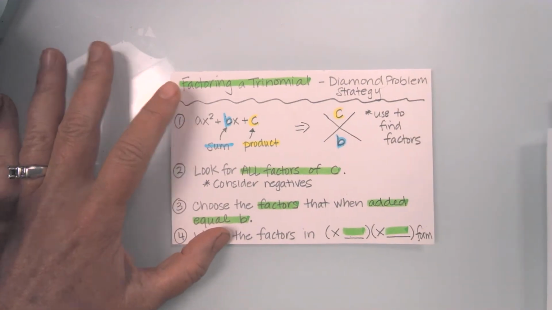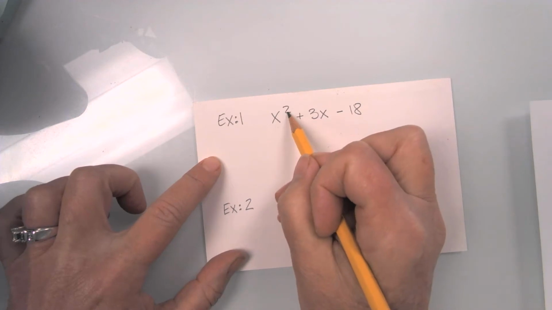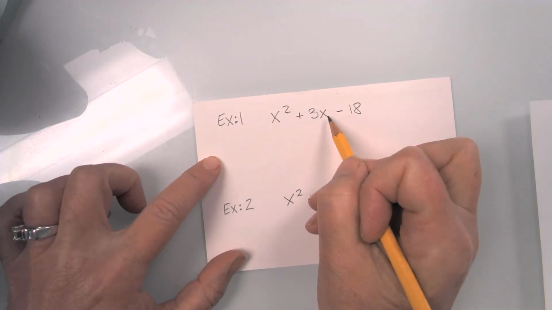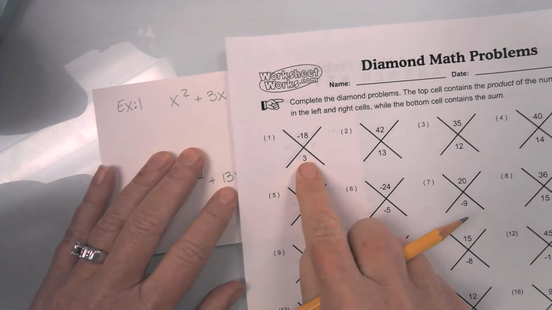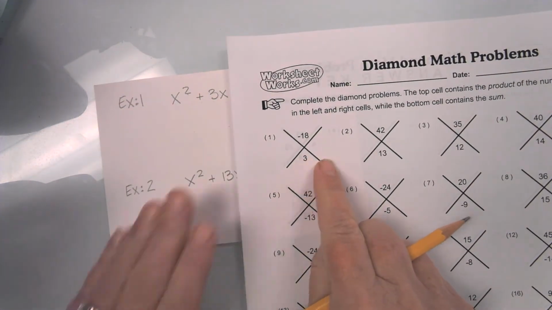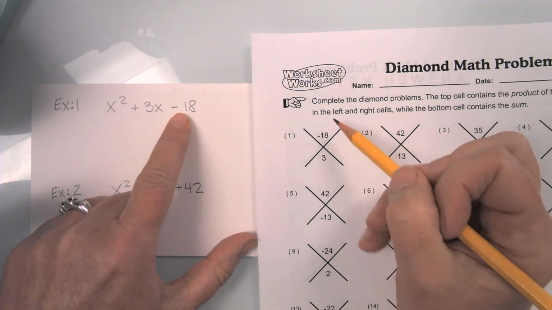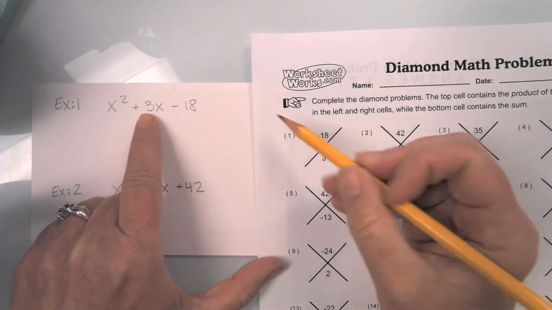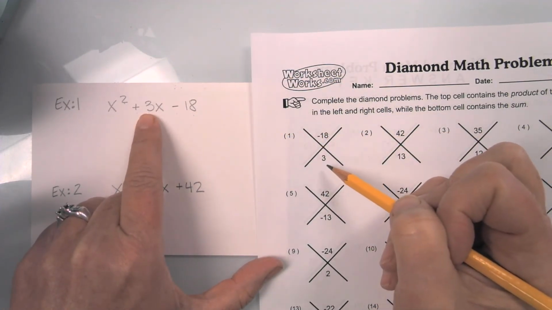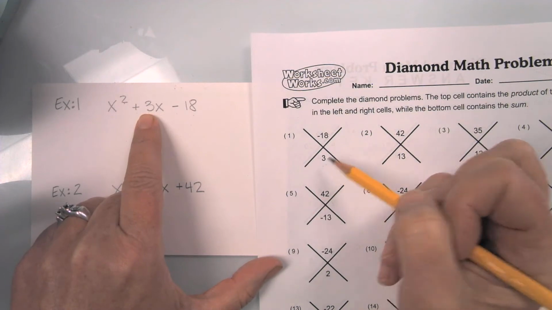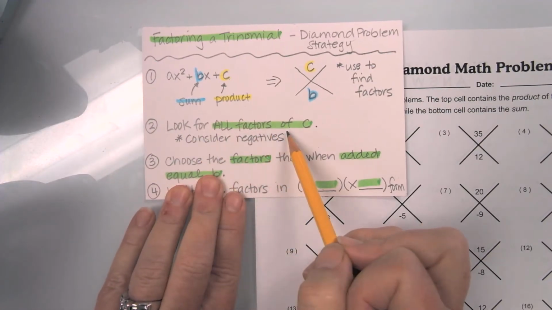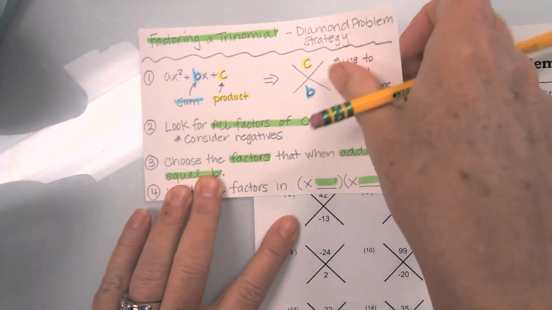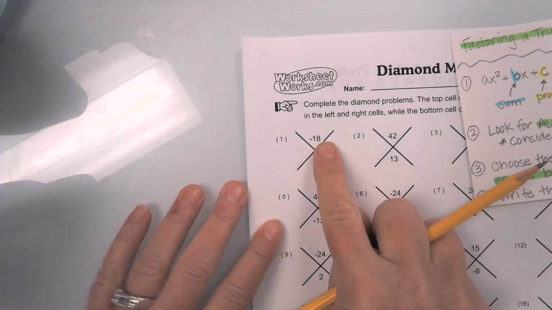Now to get started with this, let me show you. I've got x squared plus 3x minus 18. So what I have here is a worksheet. Just to help us get started, notice that my c is at the top and my 3, which is my b, is at the bottom. The first thing I need to do is look for all the factors of c. In other words, what is everything that multiplies to become c?